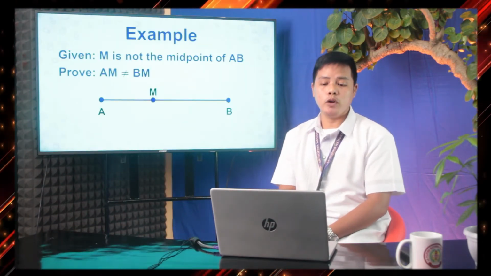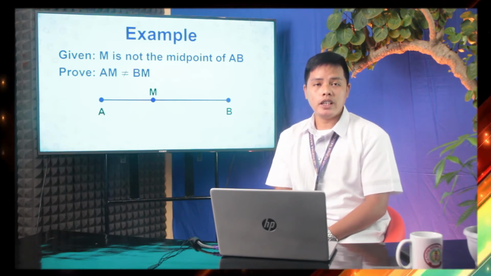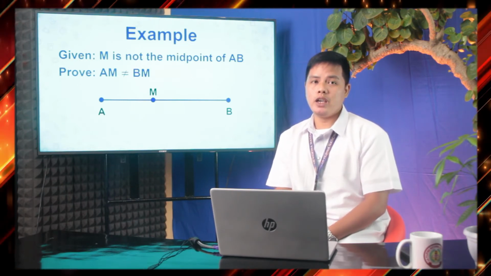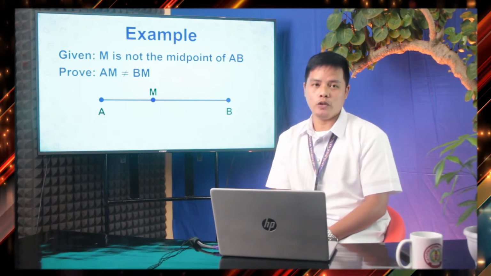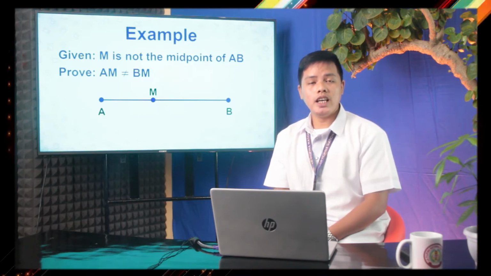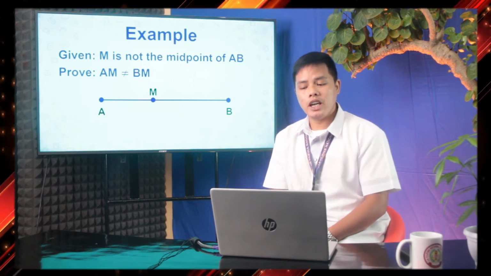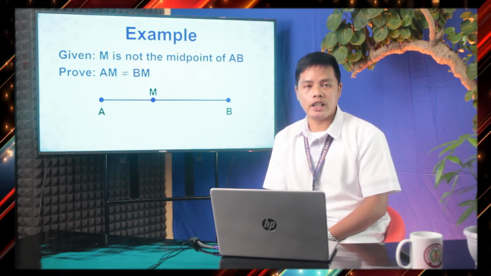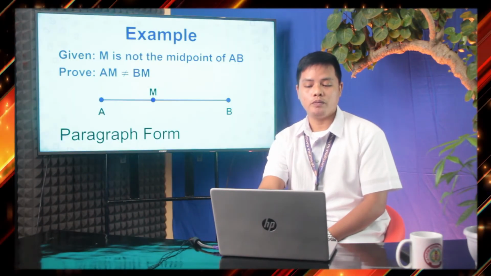This is an example of an indirect proof. Given, M is not the midpoint of AB. It is an example of a negation of our first example. Prove that line segment AM is not equal to line segment BM. We do have the same formats of ways on how to write an indirect proof. First, we use the paragraph form.